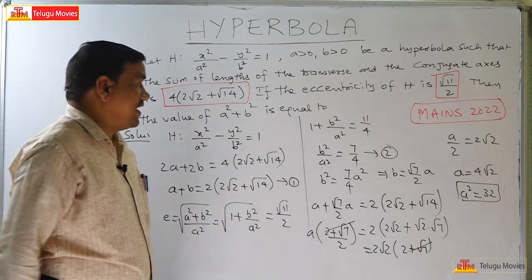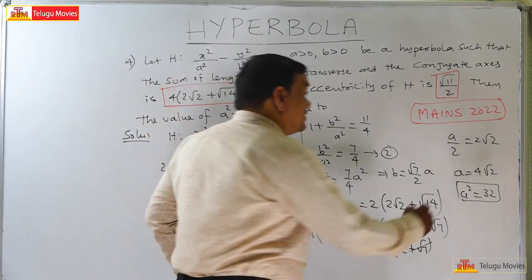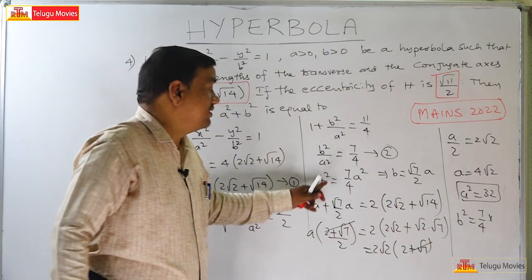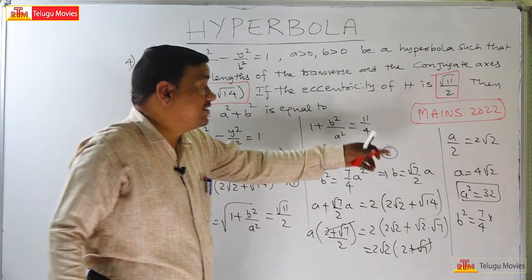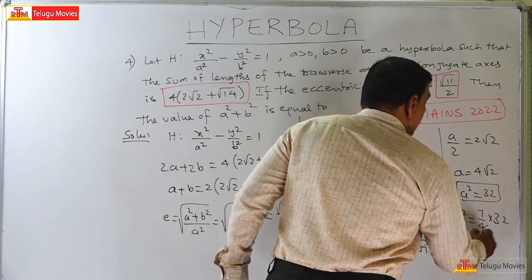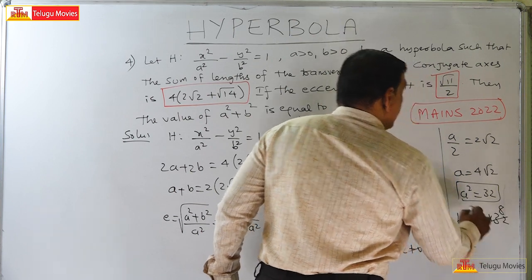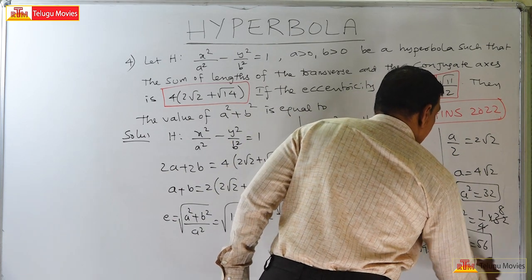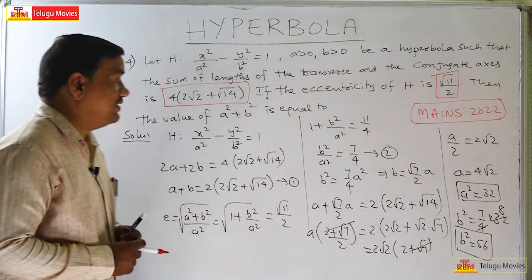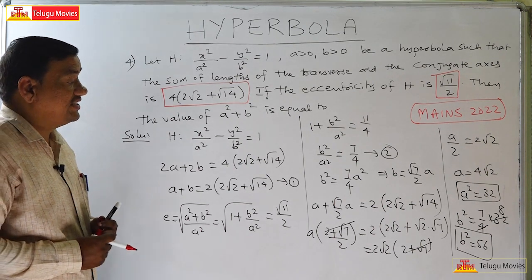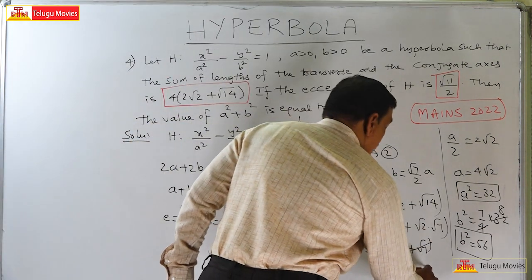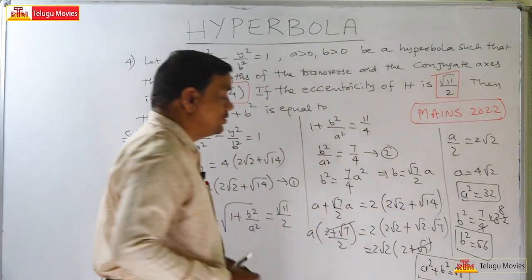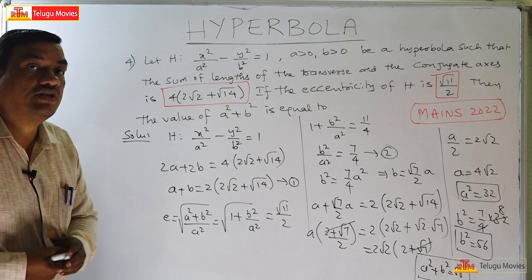Now coming to the b square value. b square is nothing but 7 by 4 into a square. a square is 32. 4 eights are 32, so b square is equal to 7 eights are 56. Okay. Therefore a square plus b square is 32 plus 56, which is equal to 88. So ultimately your answer is a square plus b square is equal to 88.